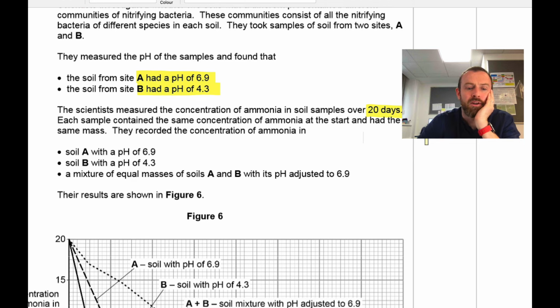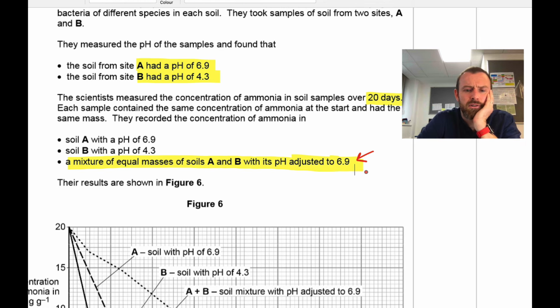It doesn't say that. They recorded the concentration of ammonia in soil A and B, and this is weird. What's this? A mixture of equal masses of soils A and B with its pH adjusted to 6.9. So this is some form of control. It's a bit strange, but fine. Okay.